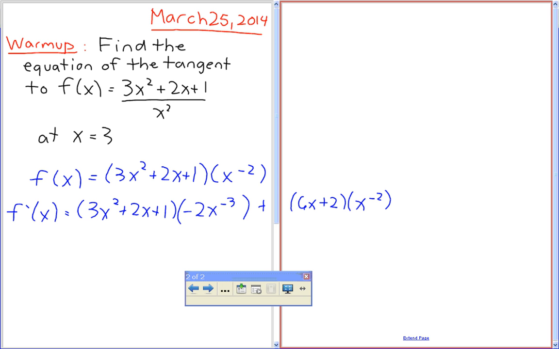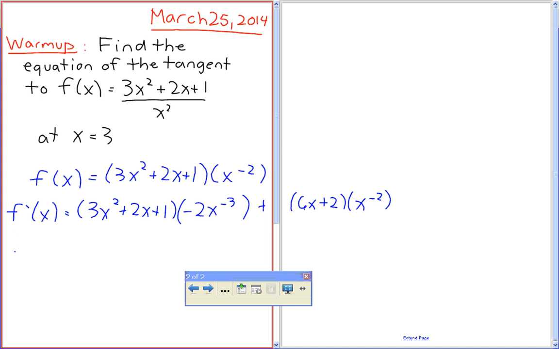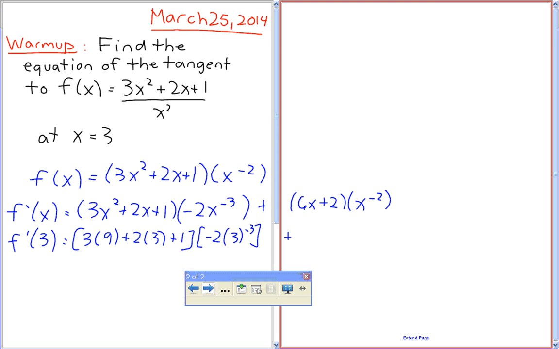If I want the equation of the tangent at x equals 3, what is the next thing I have to do? Try and plug it in. Yeah, good. So can you do f prime of 3 for me, please? f prime of 3 would be 3 times 9 plus 2 times 3 plus 1, times negative 2 times 3 to the negative 3, plus 6 times 3 plus 2, and then 3 to the negative 2.